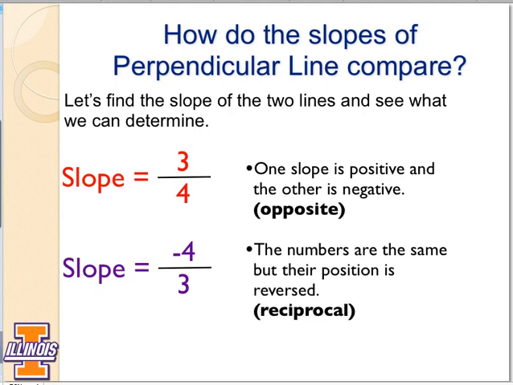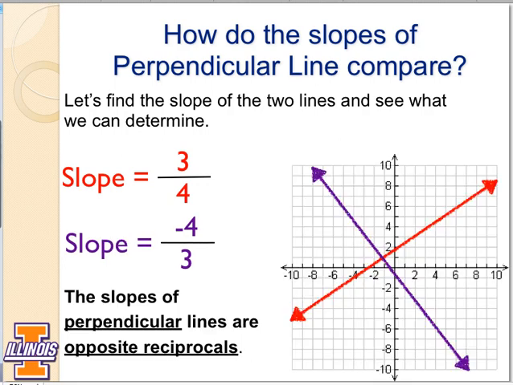Well, when two things are different signs, we call that opposite, and when the numerator and denominator are reversed, we call that a reciprocal. And because this is going to be true of all perpendicular lines, we can say that the slopes of perpendicular lines are opposite reciprocals of each other.